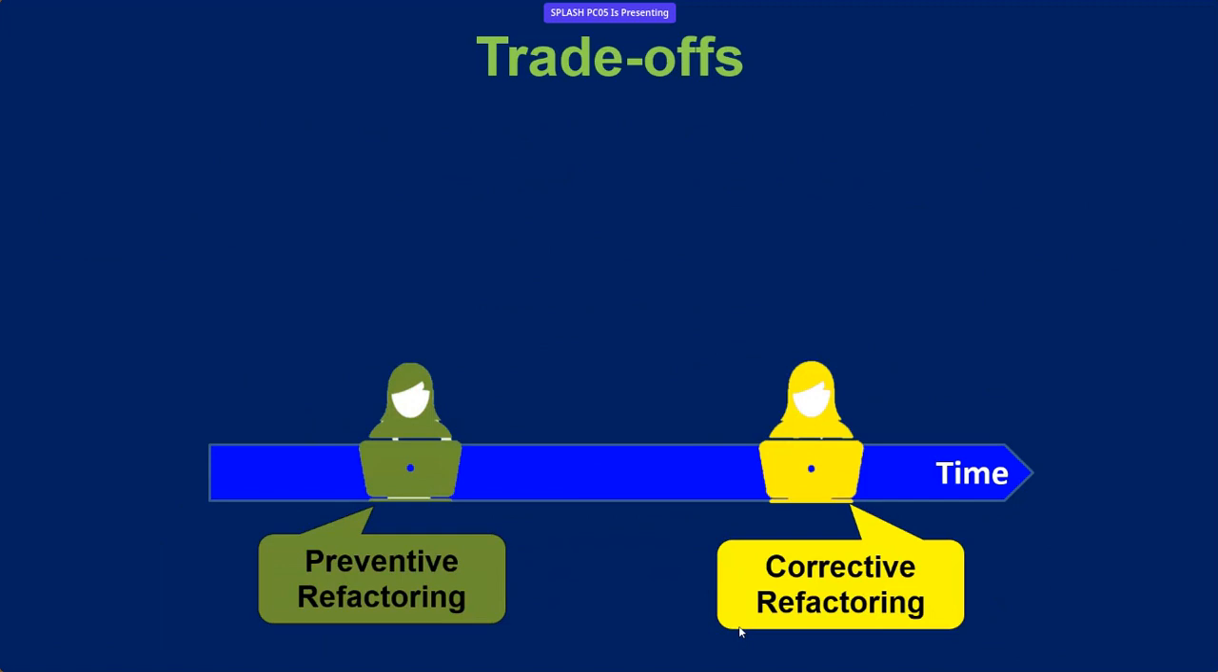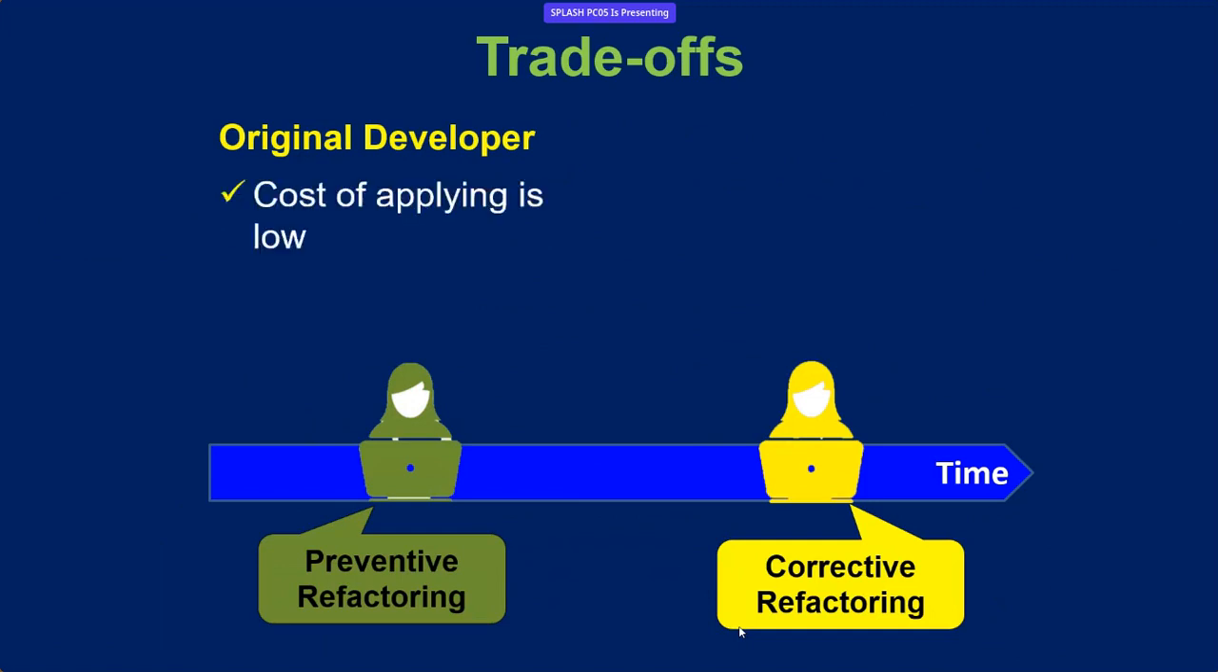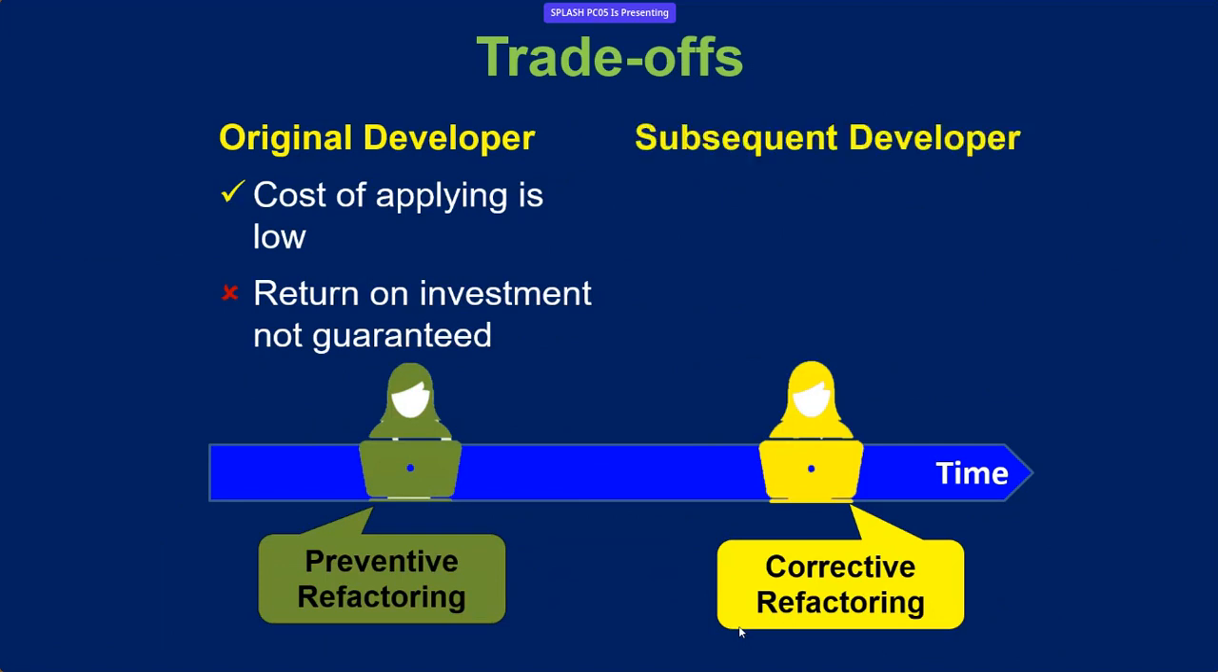Preventive refactoring is normally done by the original developer, who's very familiar with the code, and therefore the cost of refactoring is low. On the other hand, it is difficult for the original developer to predict where code smells would occur, and therefore the return on investment is not guaranteed. In contrast, corrective refactoring is typically done by some other developer at a later point in the future.